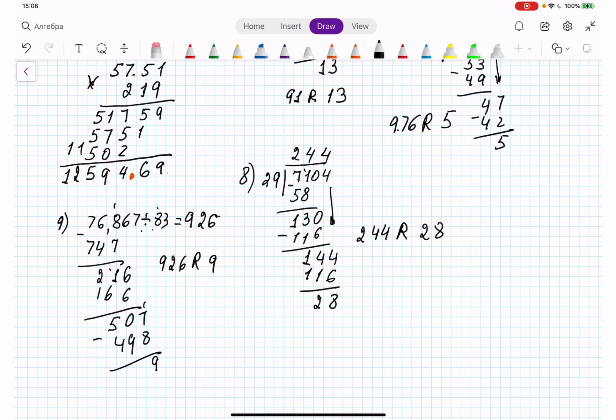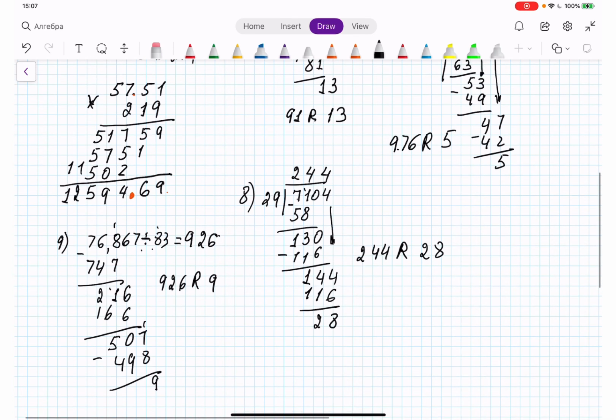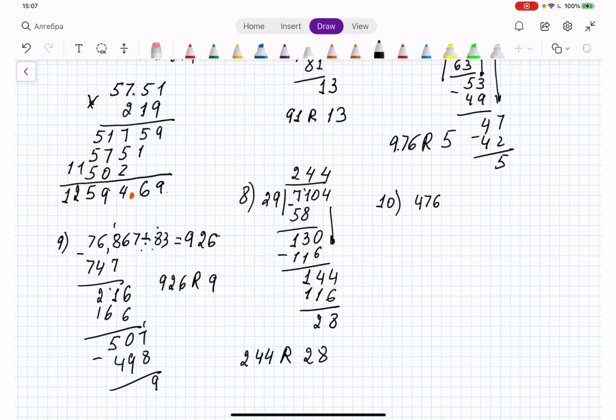And the last question, question number 10. Let me move it here. And I'll write down number 10. So what do we have? 476,949 divided by 447, 3 digits.